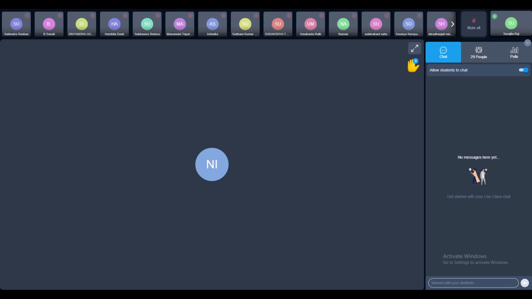Those who have not drawn the diagram, it was already given in the assignment for the internal assessment: draw the diagram of the spinal cord showing the reflex arc. Draw it properly and send it today itself by evening. I have received it only from a few, and those who have not sent, please send it, because it is for internal assessment.